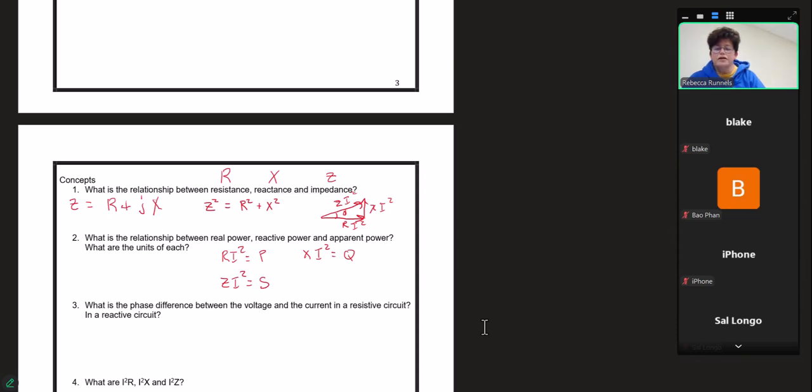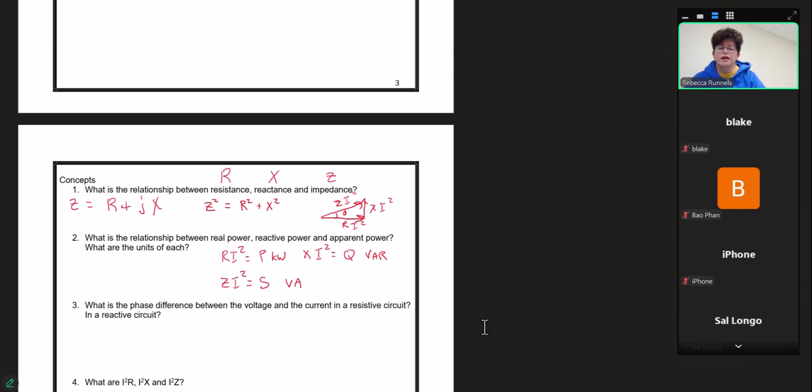And the units for power are going to be watts or kilowatts. Our units for reactive power are VAR, volt amperes reactive, and our units for apparent power are volt amps. And a volt amp is equivalent to a watt. They are equal to each other. It's just we have these different terms so that we can keep track as to which one we're talking about.